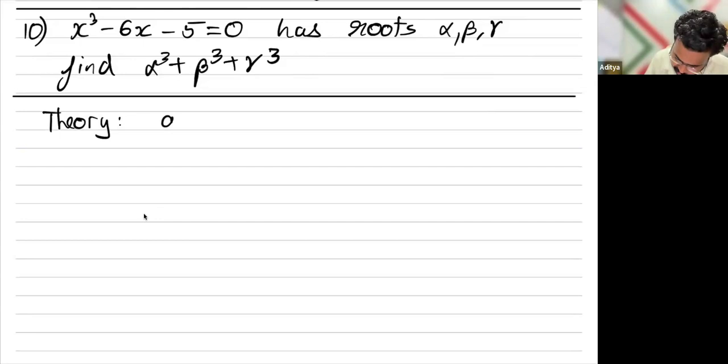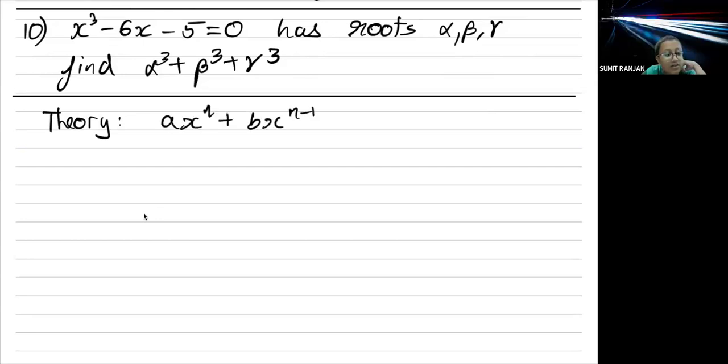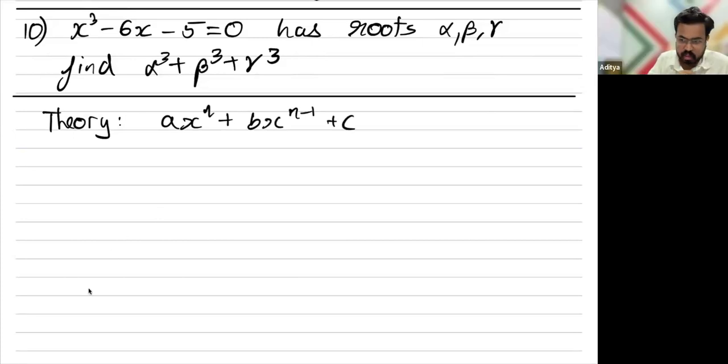Theory is that if you have a polynomial ax to the power n plus bx to the power n minus 1 plus c. I can't see your answer in the chat. Try resending it. Send it to me instead of Sumit. Correct.